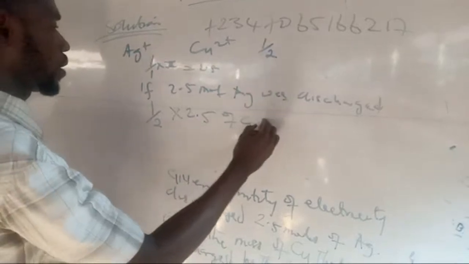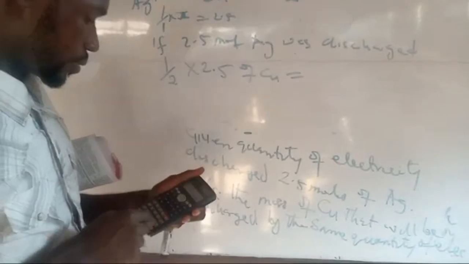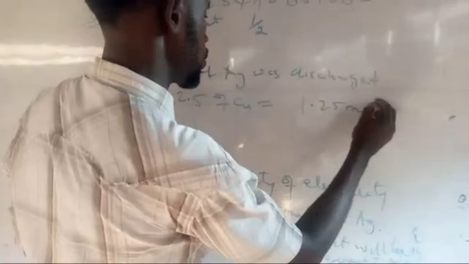Of copper will be discharged. So half of 2.5, what is that on the calculator? 1.25. 2.5 divided by 2 is 1.25, of course. 1.25 moles of what? Copper. But they asked you mass. Then you go back and convert mole to mass.